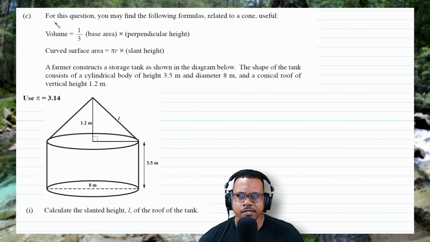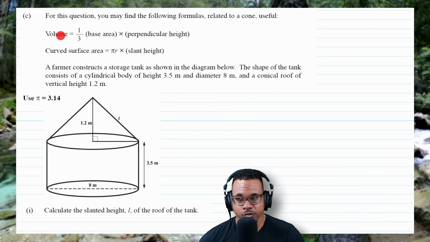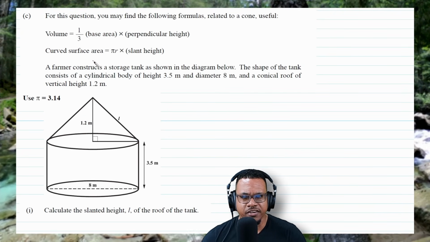So here we have part C, and for this question, you may find the following formulas related to a cone useful. Here we have the volume of a cone, which is 1/3 the area of the base, and the base is a circle, times the perpendicular height. So this is your cone here. The base is the circle. The perpendicular height we have here is 1.2 meters. And the curved surface area is equal to pi r times the slant height. So the slant height is L here, this L, this is the slant height.